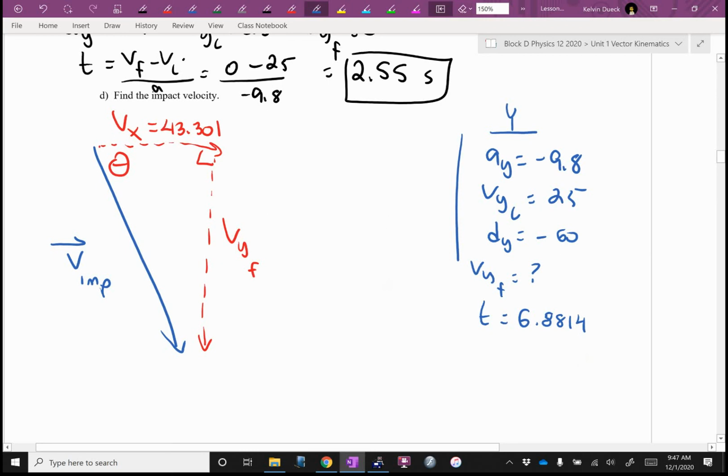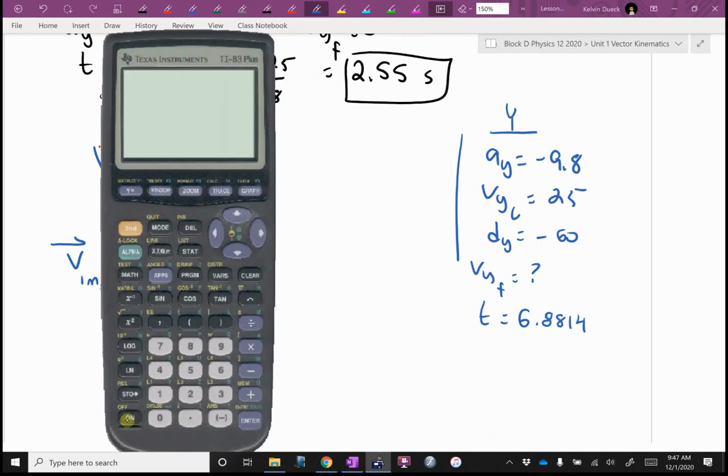I would probably, if it was a test, Carter, use your method. If it was in my homework, I'd go VF equals VI plus AT because I can do that in my sleep. Here, just to check, maybe we'll do both. So really quickly, I'm going to go VF equals VI plus negative 9.8 times 6.8814. We should get V final being negative 42.437, negative 438. Let's just remember that.